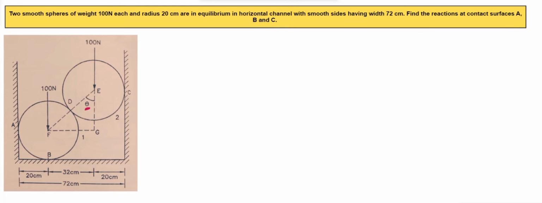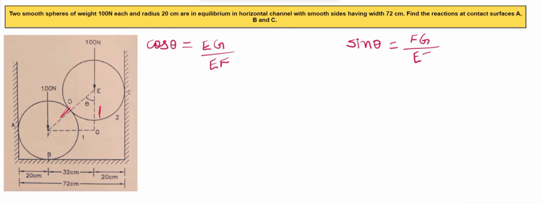First of all, we need to find this angle theta. For that, we'll find cos theta, which will be equal to Eg upon Ef. Firstly, we'll have to find these values, Eg and Ef, and sin theta will be equal to Fg upon Ef. We'll also need the value of Fg. Here we are having the total width and also the radius, which is 20 centimeter. The total width is 72 centimeter. From this we can find Fg.